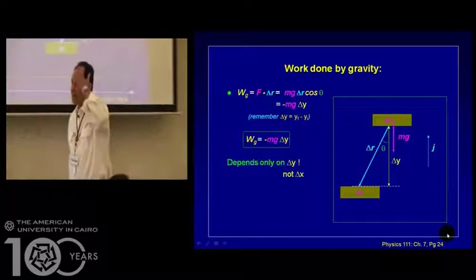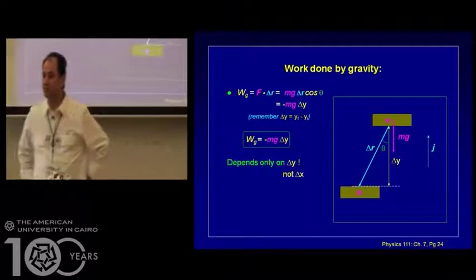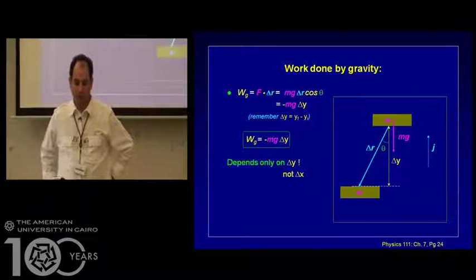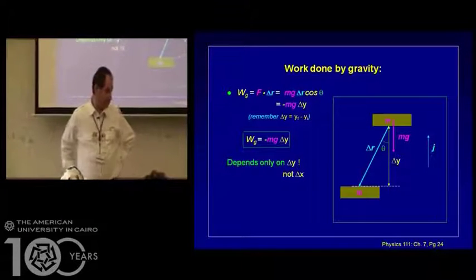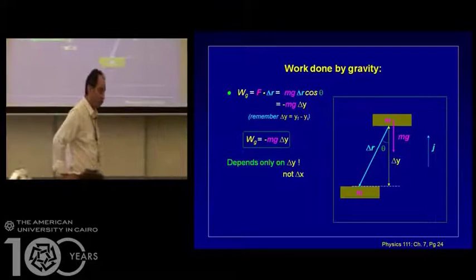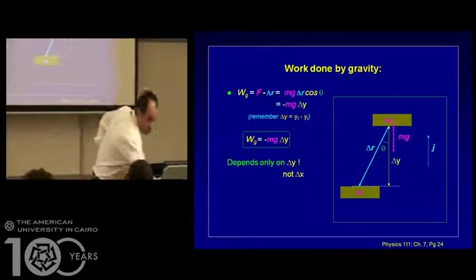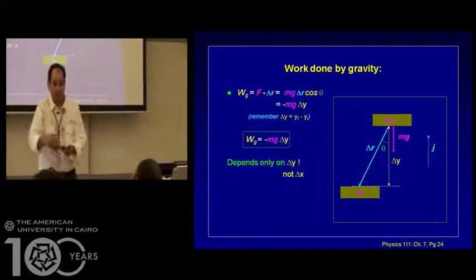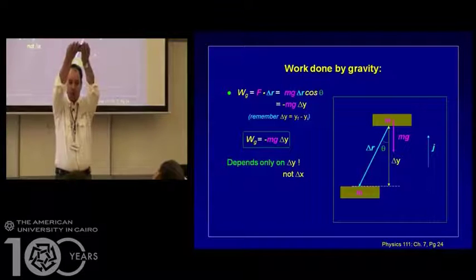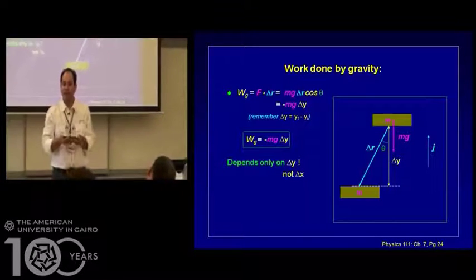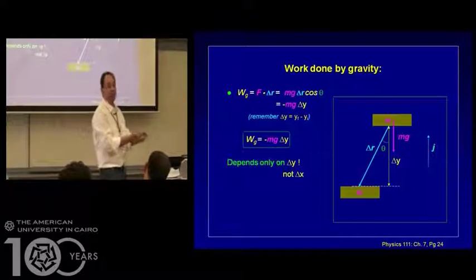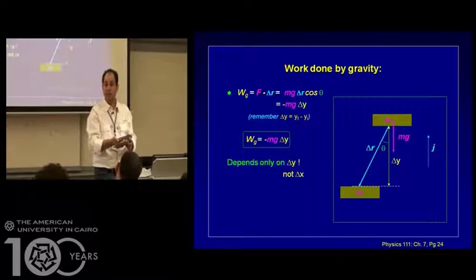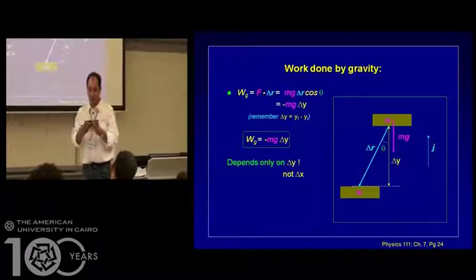Now we need to calculate, guys, the work done by gravity. In order to calculate the work done by gravity to move an object up or to move it down, all we have to do is simply the following. It's the force dot the displacement.